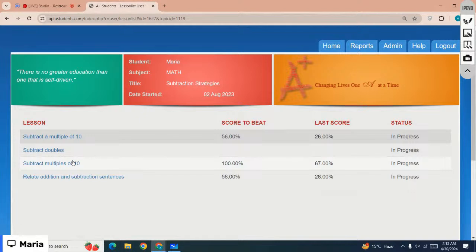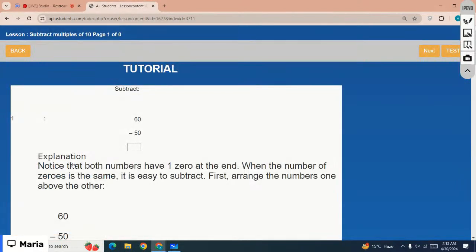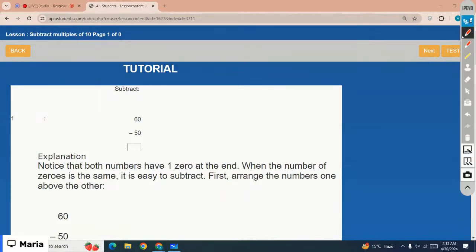The next one is subtract multiples of 10. Now you have 60 minus 50. Both numbers are multiples of 10. So how do we subtract? When both numbers are multiples of 10, the ones are 0 and 0, right? You can see here, 60 minus 50, they both have one 0 at the end. When they have the same number of zeros, it is very easy to subtract.